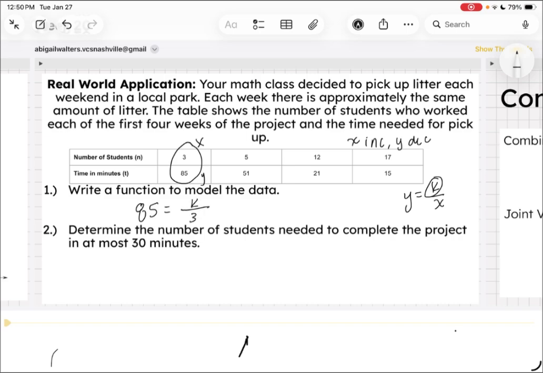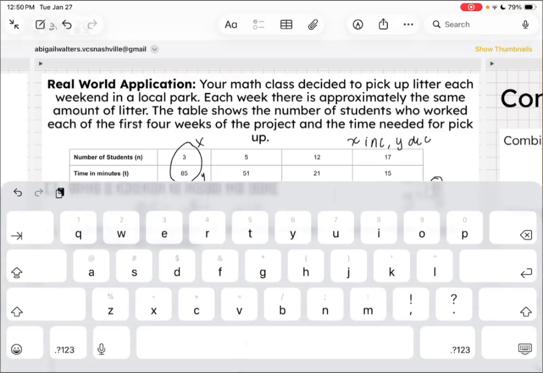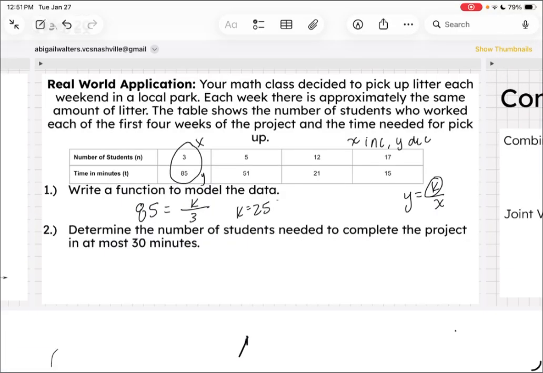I do not know k. All right, but I can check on my calculator. What is 85 times 3? That is 255. So this means that my function that models this data is 255 divided by x, but I'm not using x and y, I'm using n and t. So let's be accurate. We're going to say the time equals 255 divided by n, the number of students.